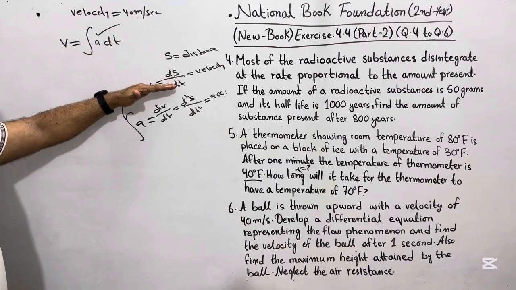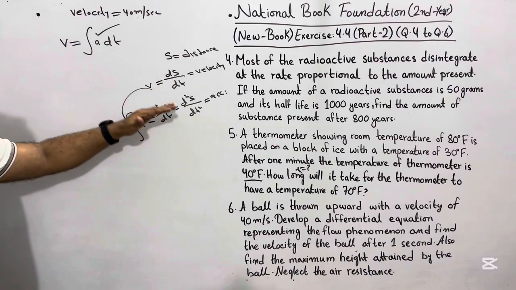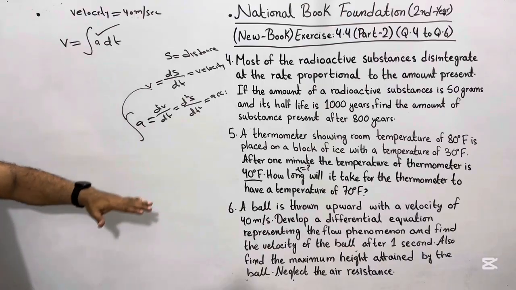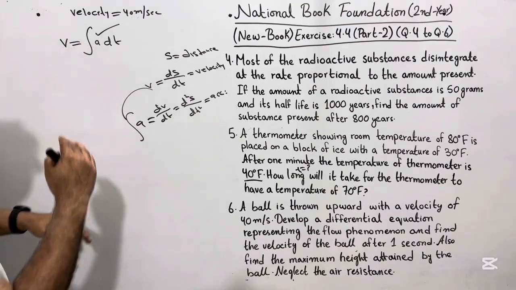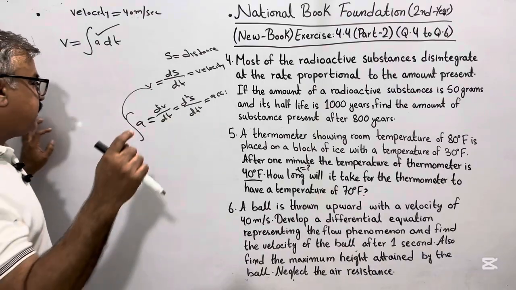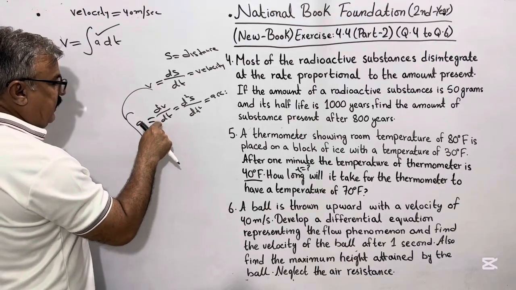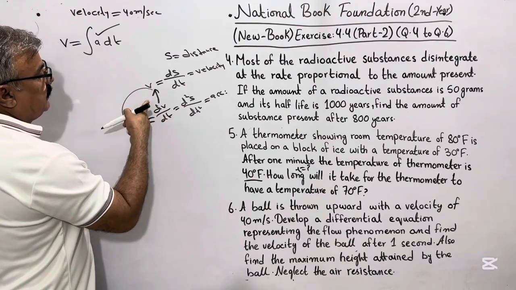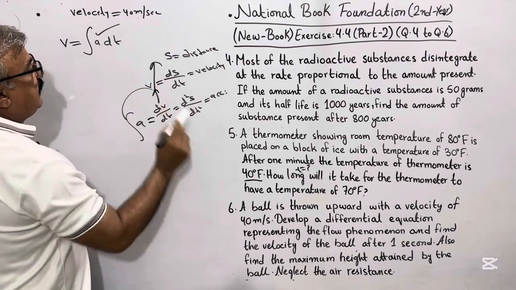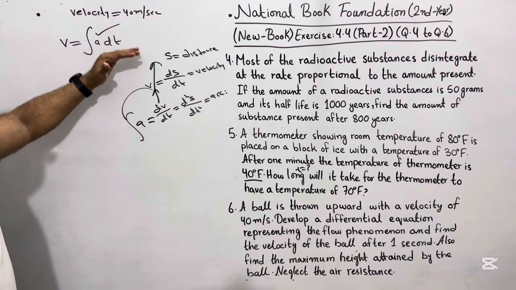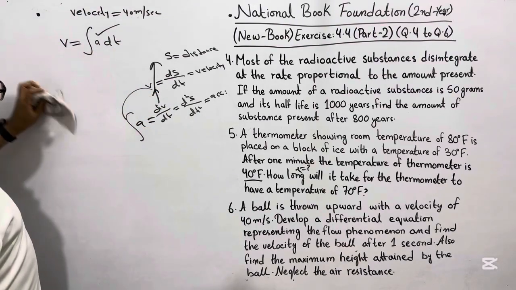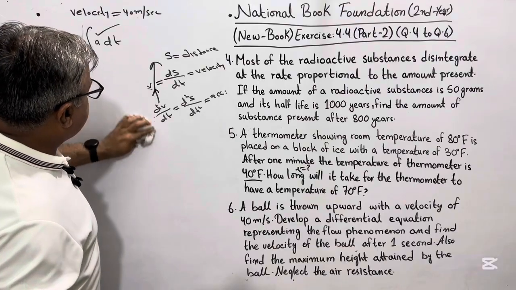Differentiate distance with respect to time, it's our velocity. The second derivative is known as acceleration. We have to retrace, going backwards. If we integrate acceleration, we get velocity. If we integrate velocity, we will get distance. Keeping this in mind, we are in a position to solve these questions.